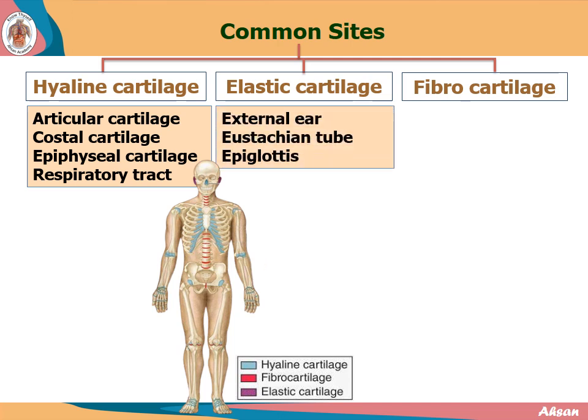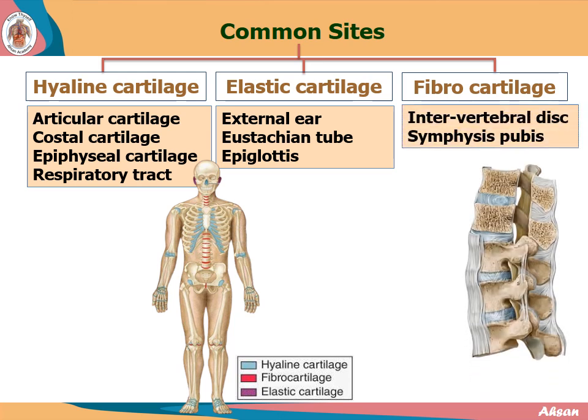In case of elastic cartilage, we get the elastic cartilage in the ear. This is the largest elastic cartilage, and second, the epiglottic cartilage is also elastic, and in the wall of the Eustachian tube, elastic cartilage is present. These are the main sites. Other small sites are also present.